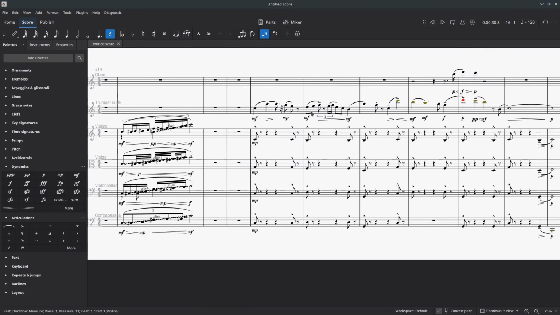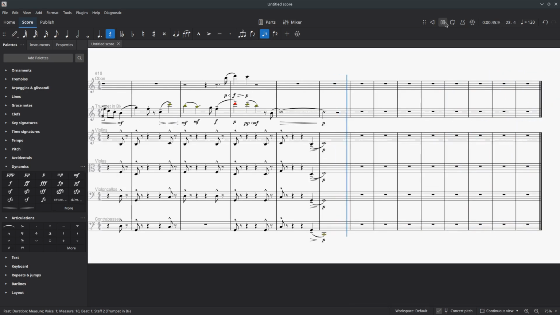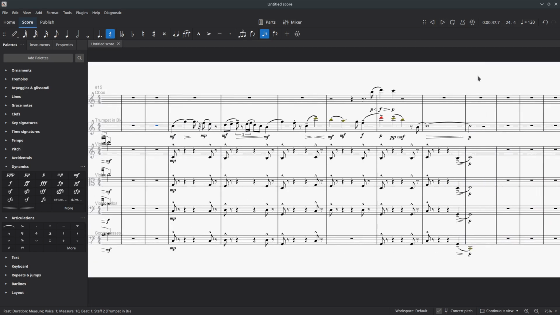This is an example with a trumpet part. Now I'll play it and then we'll talk about what's going on here. Simple little Baroque-like ditty. And here's the big issue.